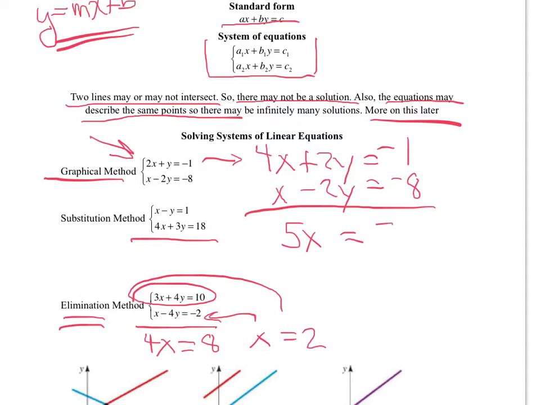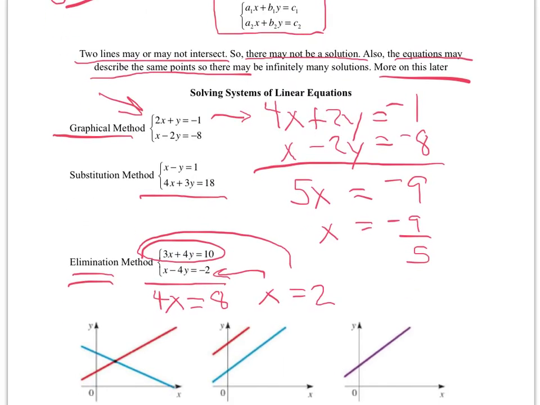So you get 5x equals negative 9, and so x equals negative 9/5. So it looks like the solution for that graphical method problem is not very nice. At any rate, that's how the elimination method works.